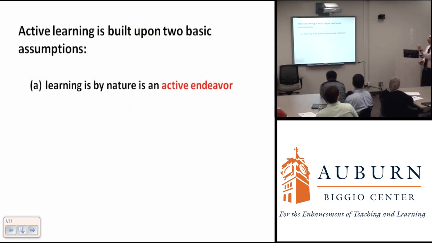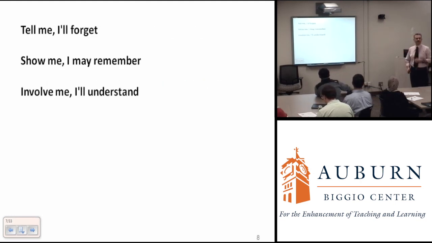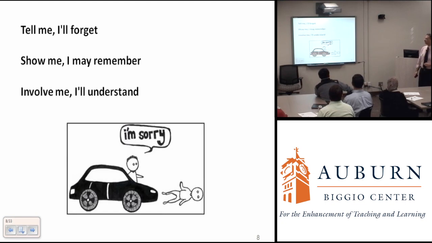Well, there are two assumptions that require active learning to be in the classroom. The first one is that learning by nature is an active endeavor. You cannot learn by just sitting there. Can you learn computers or driving a car, or riding a bike, or operating a machine by just hearing something about it? Right? You can't do that. So learning by nature is an active thing. You have to do something, right? And of course, I'm sure you all know the old saying: tell me, I'll forget; show me, I'll remember; involve me, I'll understand. And I would like to add to this: let me do it, I'll never forget.